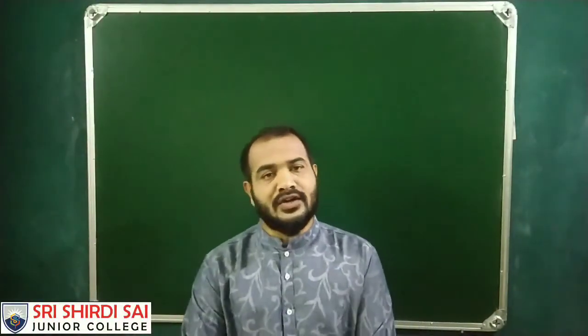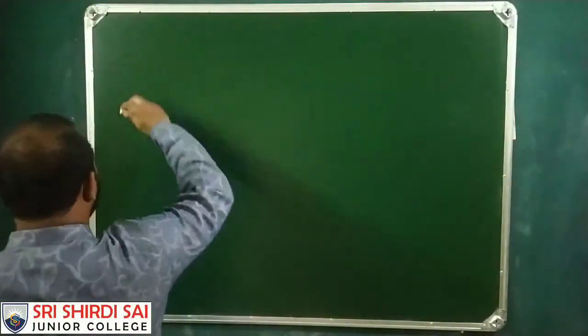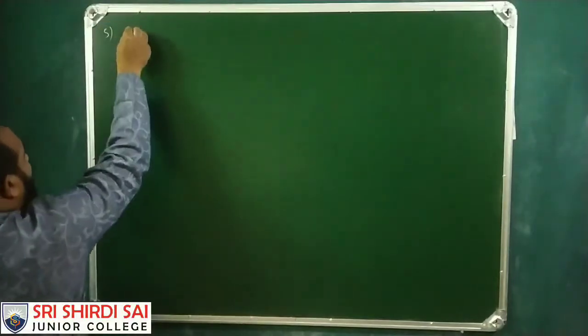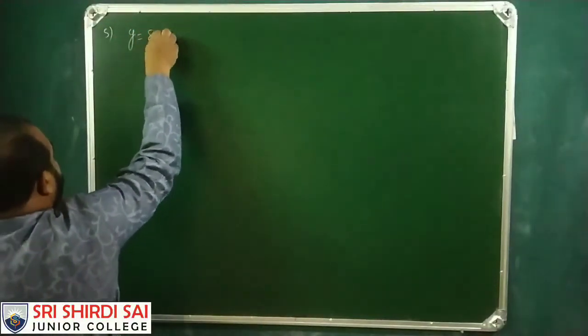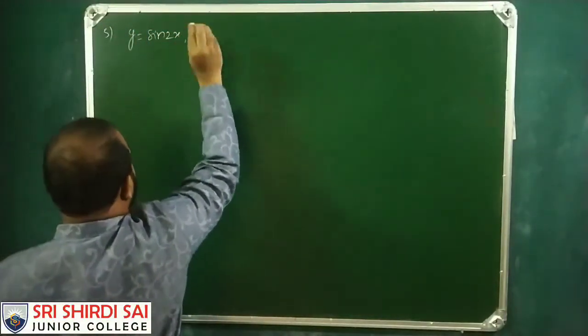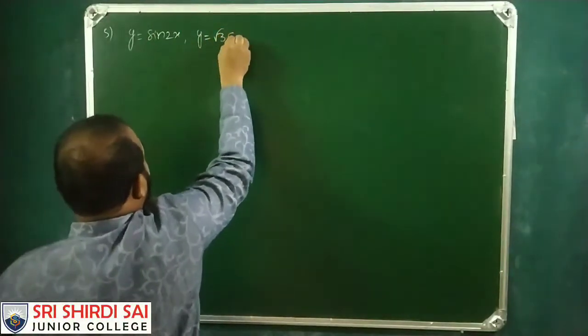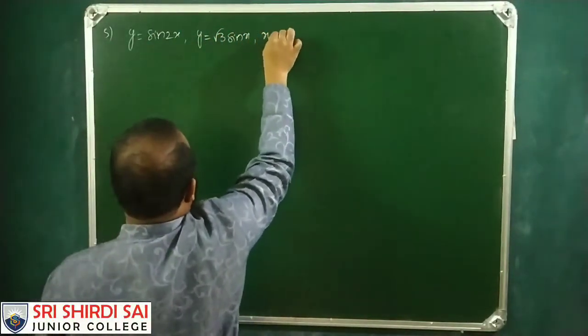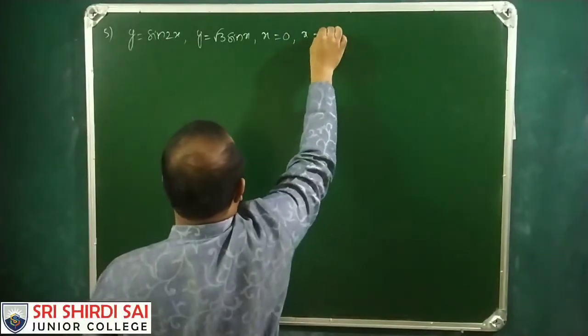So let us continue. The fifth question is, find the area of the region bounded by the curves y equals sine 2x, y equals root 3 sine x, x equals 0, x equals pi by 6.